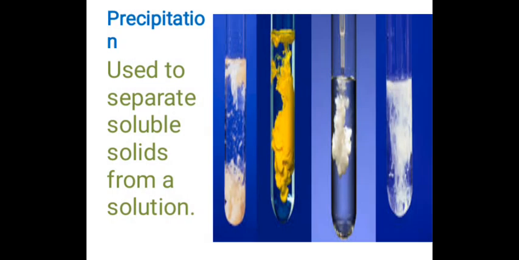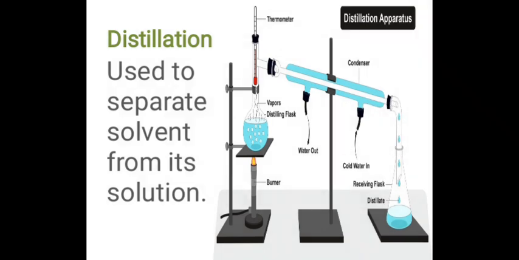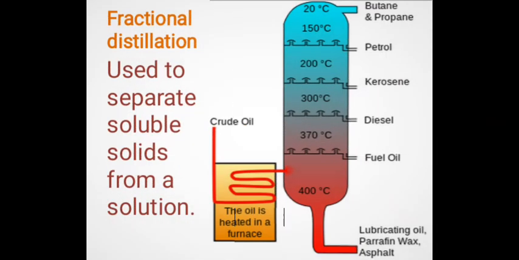Now, precipitation is used to separate a soluble solid from a solution. You can see the precipitate, the supernatant liquid, the precipitate forming in the liquid. Distillation is used to separate a solvent from a solution. We have what is called solute, solvent, and solution. So when we need the solvent, we use a distillation apparatus. This is an apparatus set up for distillation.